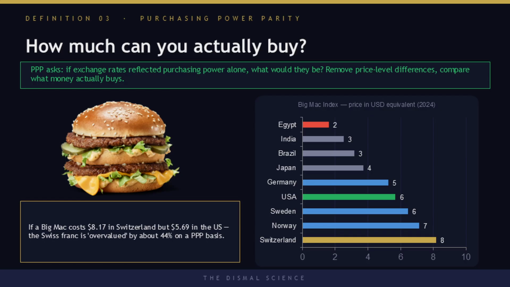And a good illustration of this is the Big Mac index. The Economist started publishing it in 1986. The idea is quite simple. A Big Mac is more or less the same product in every country. Same ingredients, same process. So if a Big Mac costs $5.5 in the US and the equivalent of $8.17 in Switzerland, the Swiss franc is overvalued by about 44% on a PPP basis, as you can get the same product cheaper in the US, and vice versa for India or Brazil.